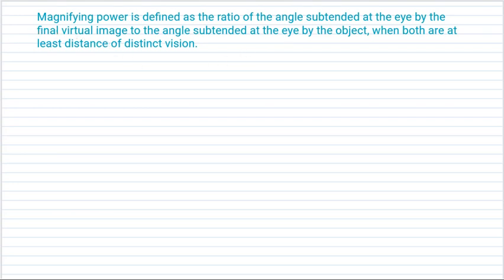Now let's move on to magnifying power. So what is magnifying power? Magnifying power is defined as the ratio of the angle subtended at the eye by the final virtual image to the angle subtended at the eye by the object, when both, the final virtual image and your object, are at the least distance of distinct vision.